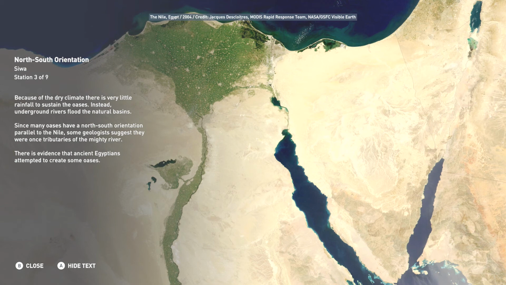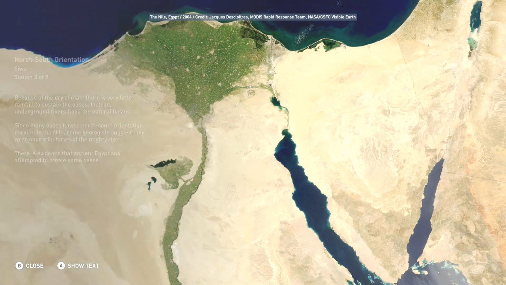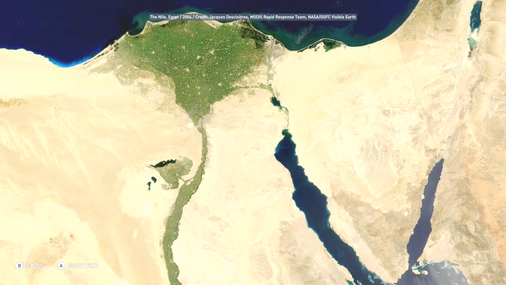And this almost looks like a bit of a world tour map right here of the Nile from Egypt here. So I'm going to hide the text again, just to show you most of the Nile location in Egypt. Okay, let's move on to the next station.